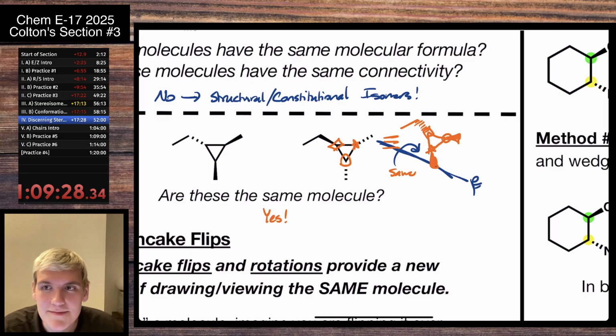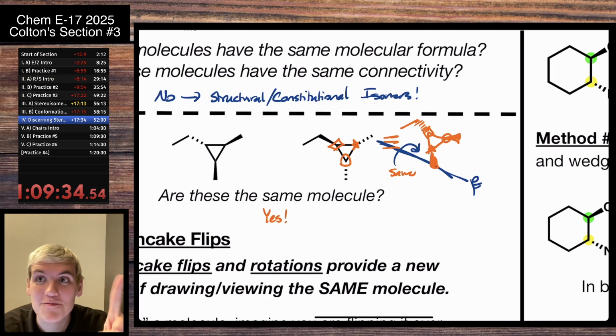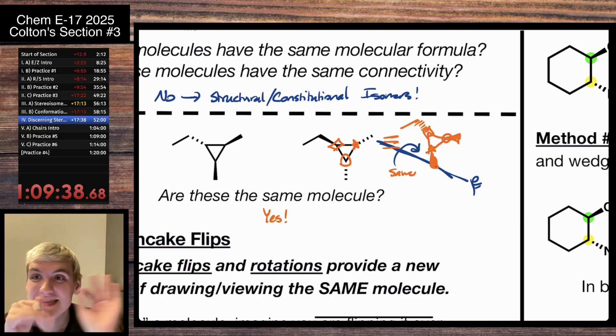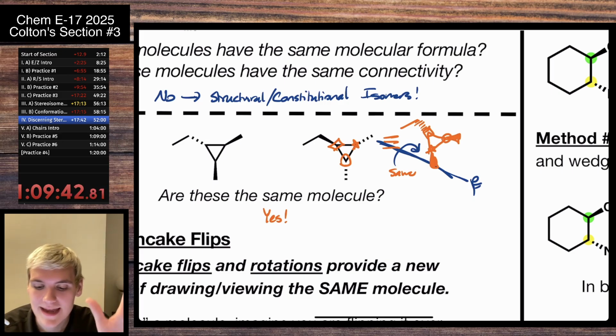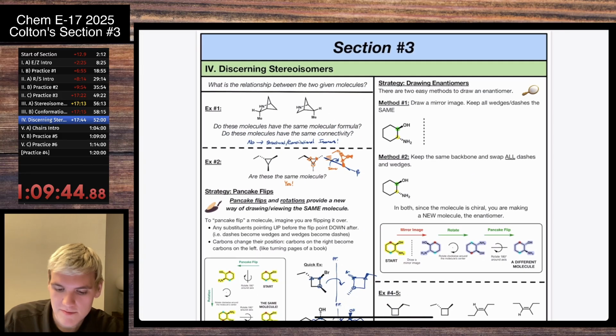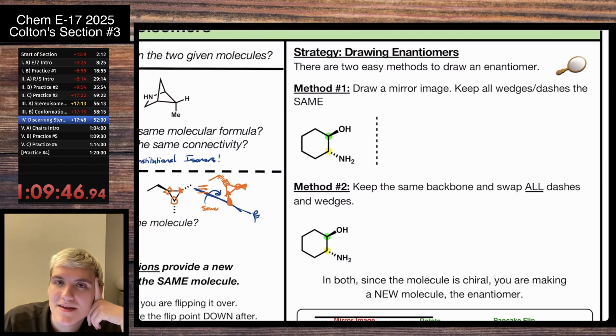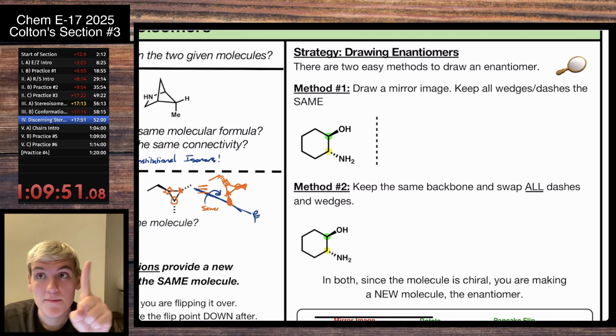Now, one thing that you said, Melody, when you chimed in on this, is you said the mirror image thing. So one thing I really want to caution is the pancake flip looks really similar to a mirror image, but it differs in one key way. And we're going to get to this when we talk about drawing enantiomers. So remember we had the two definitions of enantiomers. We had the non-superimposable mirror image, and we had all swap. Well, that gives us fundamentally two ways of drawing the enantiomer.